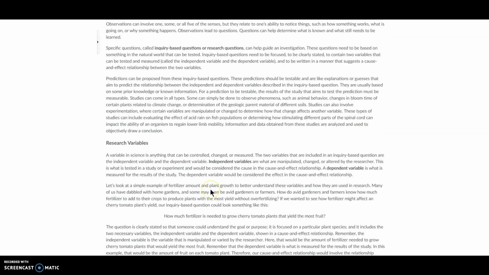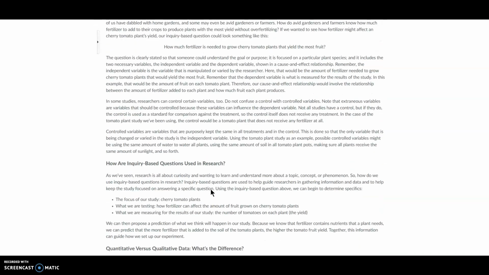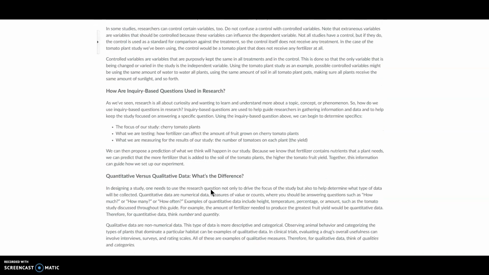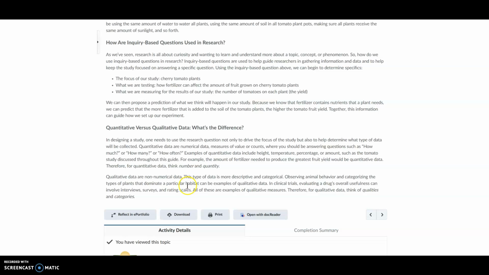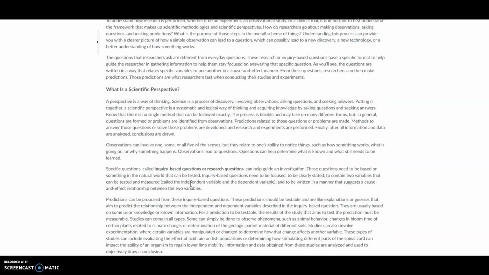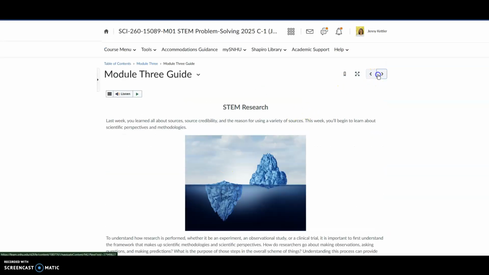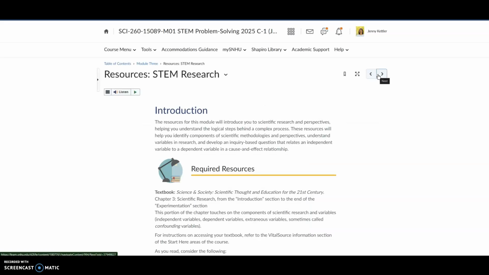It's asking you to ask an inquiry-based question about your topic and identify the independent and dependent variables about your topic. And then also, quantitative versus qualitative data. So you definitely want to read all of this information before you complete the assignment. So we're going to go ahead and go to the assignment.